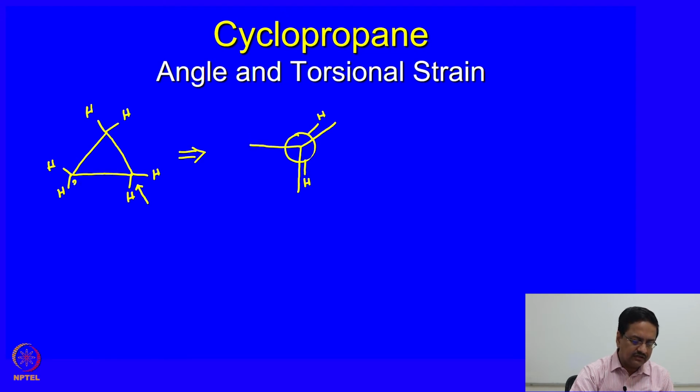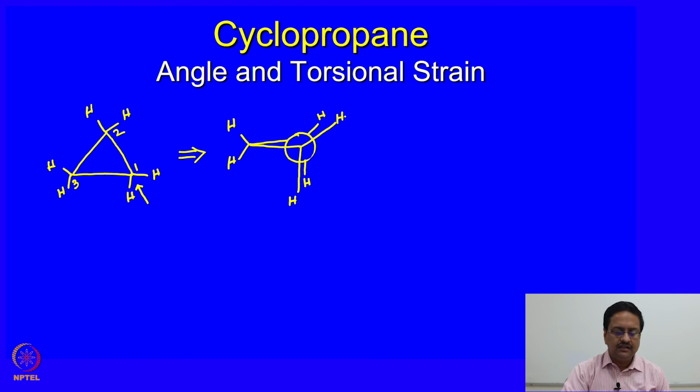This front carbon, through the carbon 3, is connected to the back carbon like this, and this has 2 hydrogens. So here what we see is that the molecule is in eclipsed conformation, and all the hydrogens are eclipsed, and there is an enormous amount of torsional strain because of the 0 degree dihedral angle between the hydrogen atoms.